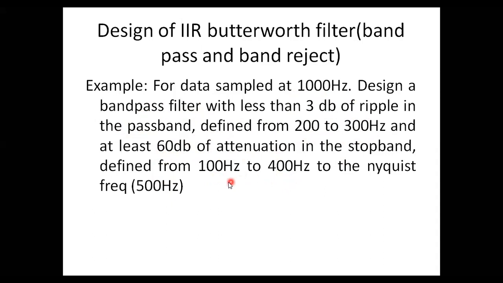So these are the two stop band frequencies given, and your Nyquist frequency is given as 500 Hz. The sampling frequency is 1000 Hz, so the Nyquist frequency will be half of your sampling frequency, 500 Hz. For this given data, you need to design an IIR Butterworth band pass filter and band reject filter.